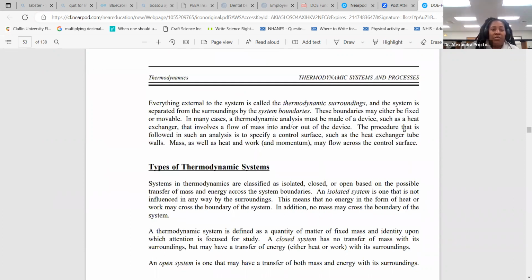So everything external to the system is called the thermodynamic surroundings, right? So for us, the surroundings would be the rock salt and the ice. The system is separated from the surroundings, and we would call that the boundary. So that bucket that all this stuff to make the ice cream is in, we would call that the boundary. Okay. In bomb calorimetry, whatever we have inside of the bucket or cup or container, that's our boundary.